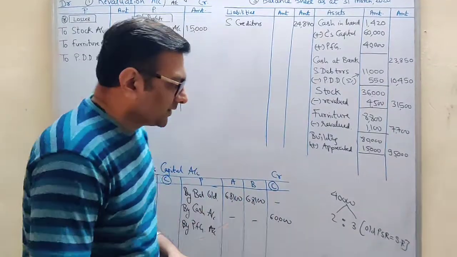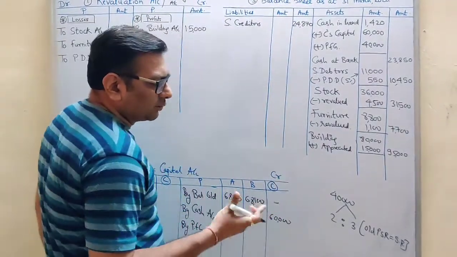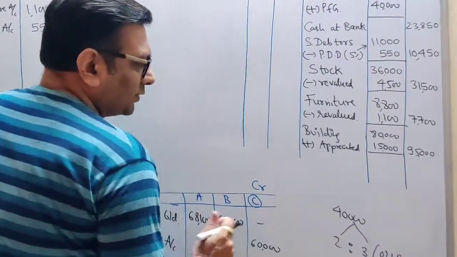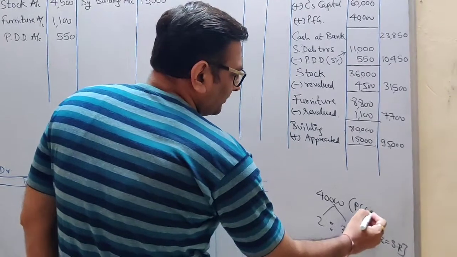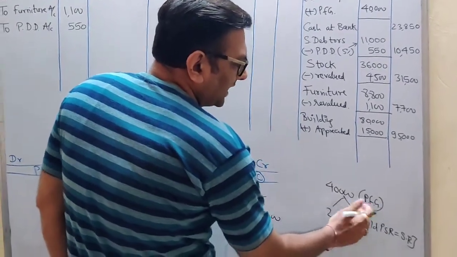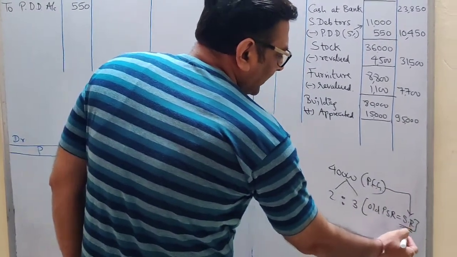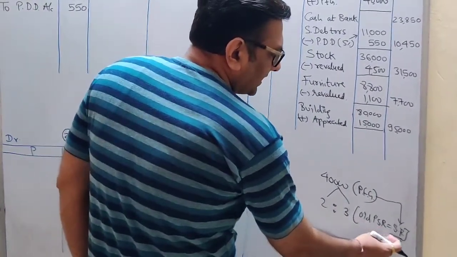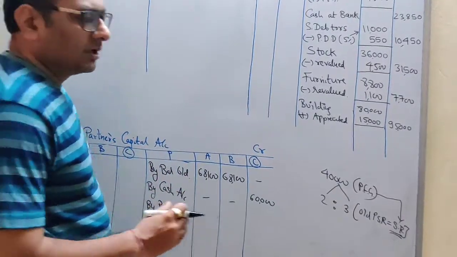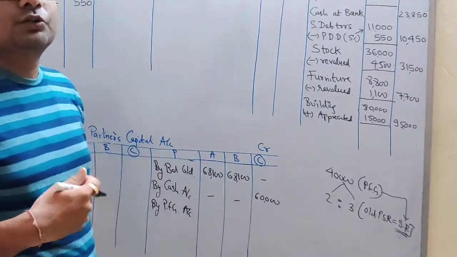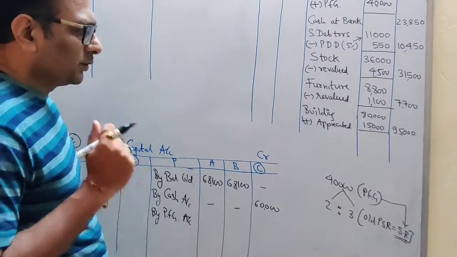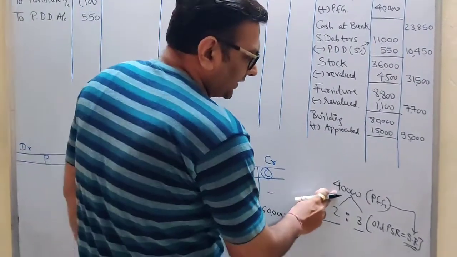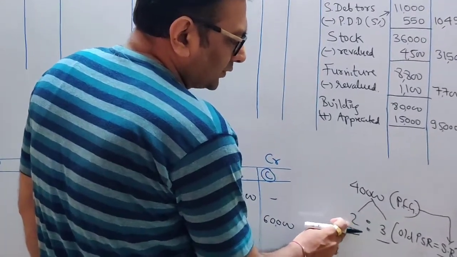Okay, let's continue now. Since in this question they have not given the new PSR, what will you assume? Old PSR is equal to the sacrificing ratio, because this is premium for goodwill, and premium for goodwill is always distributed in the sacrificing ratio. And here we are assuming old PSR is equal to the sacrificing ratio. Why are we assuming this? Because the new PSR is not given. I hope you have understood what I am explaining. Now, let's distribute this 40,000 goodwill in the ratio 2:3.